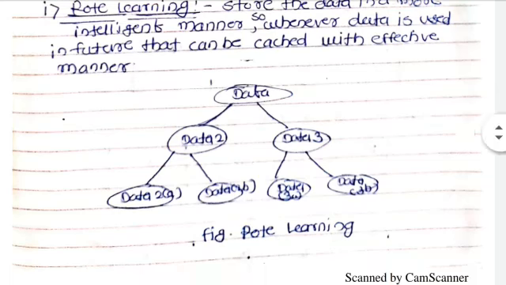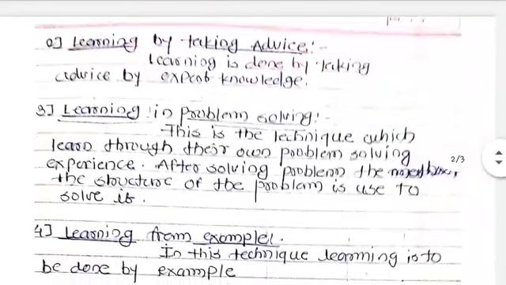Now next one is learning by taking advice. Yes, exactly. What is the fundamental over here? Here, learning is taken by the advice of expert knowledge, same as supervised learning. Okay, if a particular problem occurs, at that time the learning process is stopped, and from that knowledge database we retrieve the information of what we have done in last experiences.